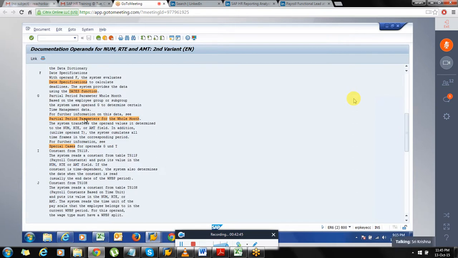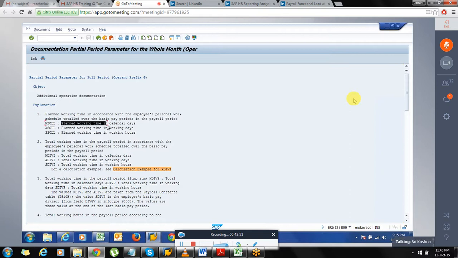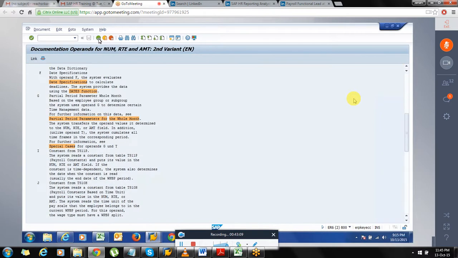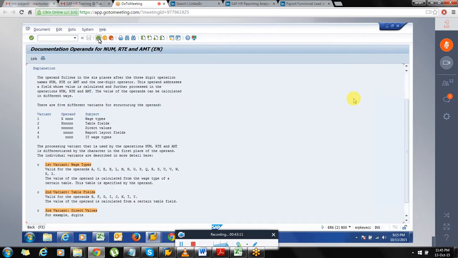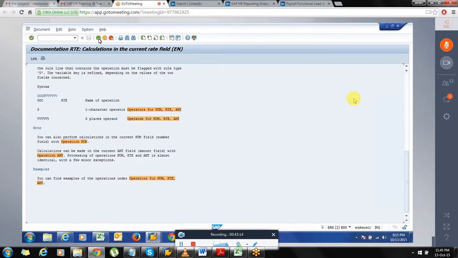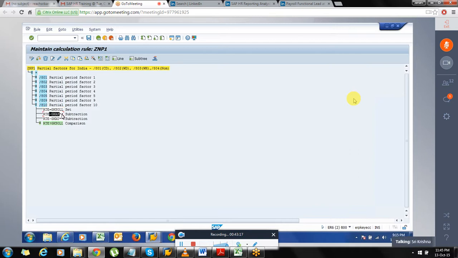If you want to see further, after the Z I have used KSOLL, which is the planned working time in calendar days. You will get the planned time within that split. If you give KDIVI, it will take the total time in calendar days. Based on this documentation, I have created GSYLL for that month, and AP**, that is paid absences, I am subtracting from this rate, and unpaid absences also I am subtracting. Let us say it is 30 minus paid and unpaid absences.